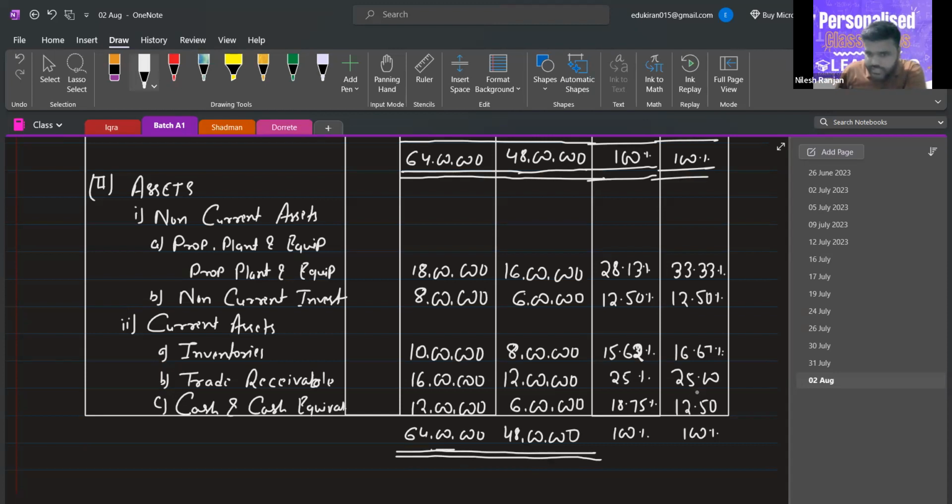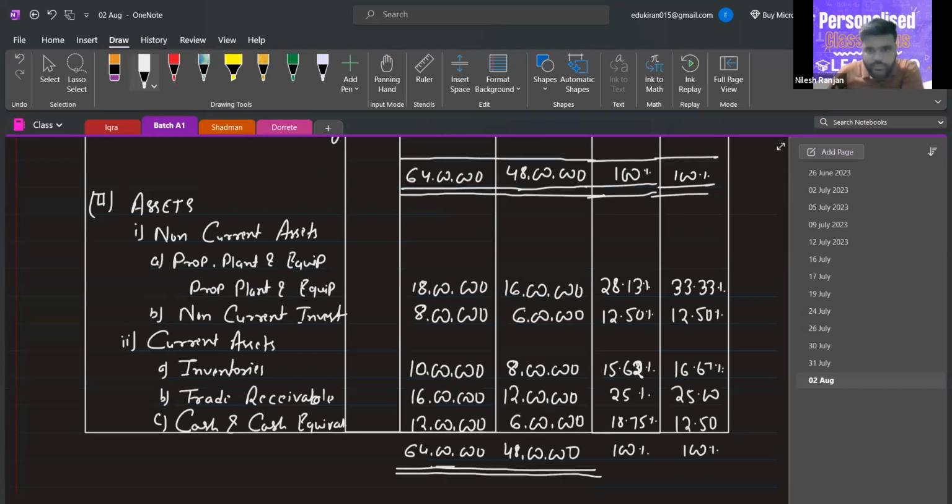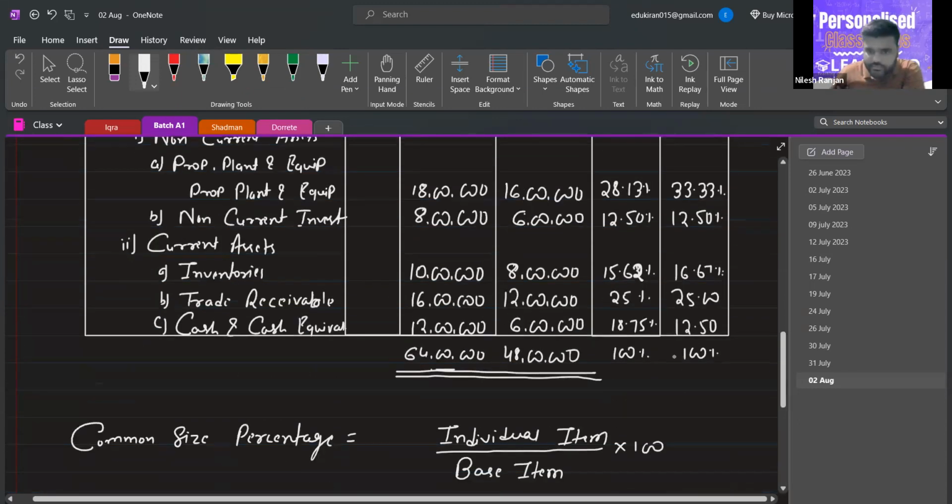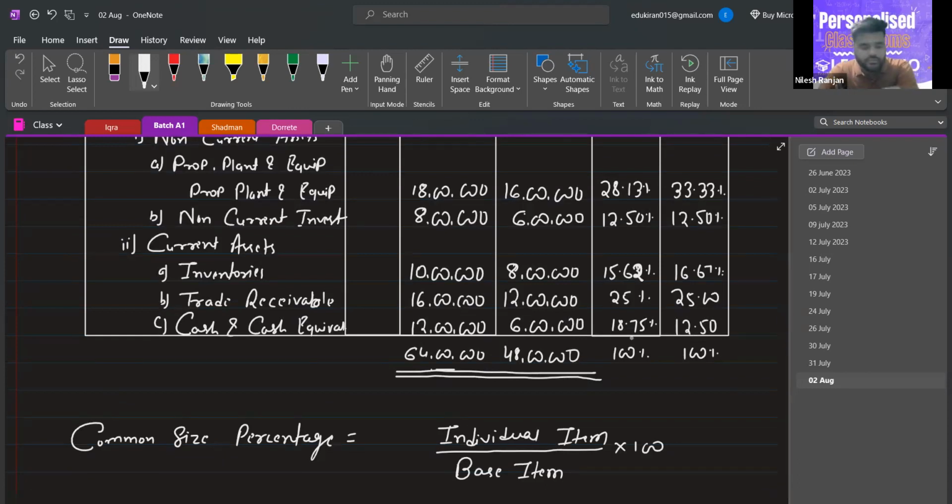This is your previous year. Yes. So it is increasing. I thought that was the current year. Actually, let me see. No, this is the current year. This is the previous year. So it is increasing from 12.50 to 18.75. So it means now we have more idle cash.